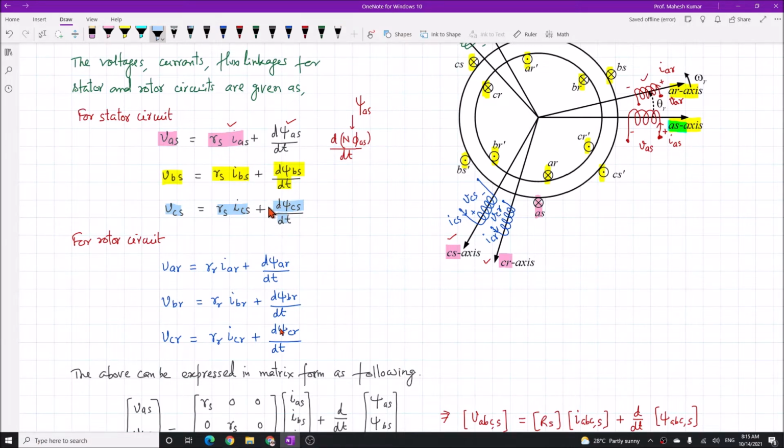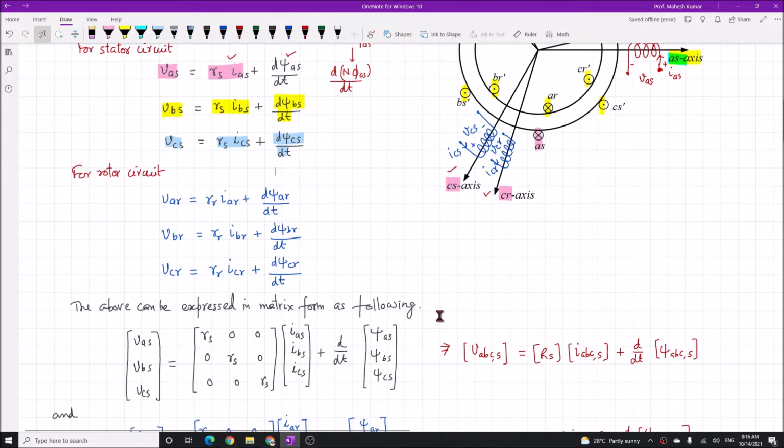So these are three basic voltage equations for the stator circuit. Now let us go for the rotor. Similarly, we can write the equation for the rotor.